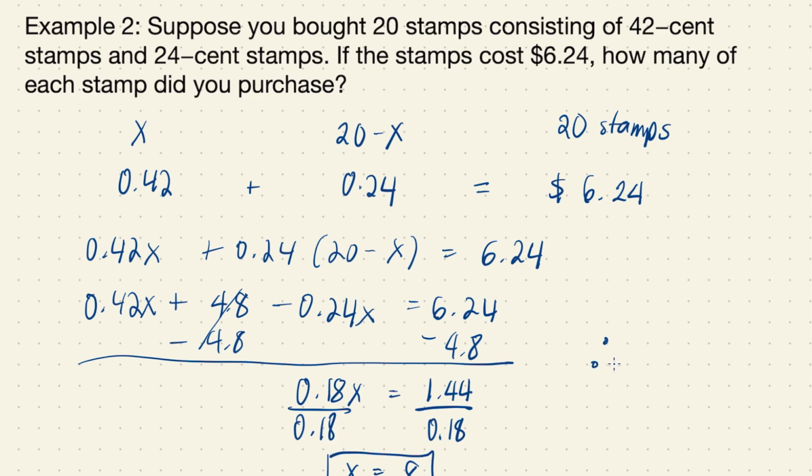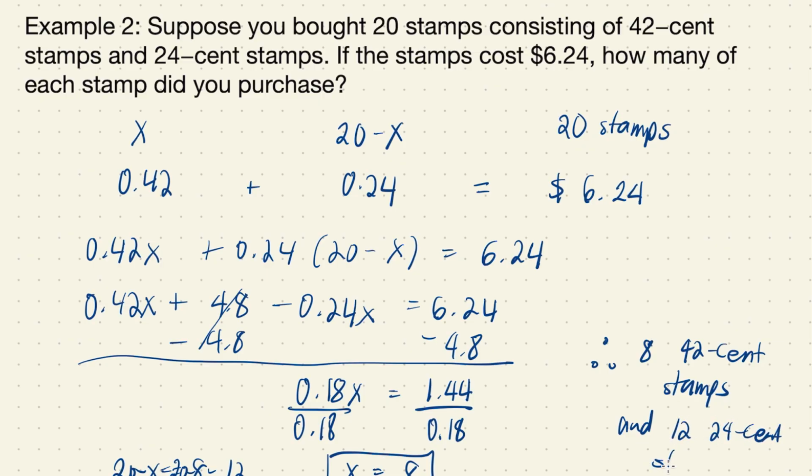So therefore, you have 8 42-cent stamps, and the other one is 20 minus X. So that's 20 minus 8. So that is 12 for the 24-cent stamps. So 12 24-cent stamps purchased.